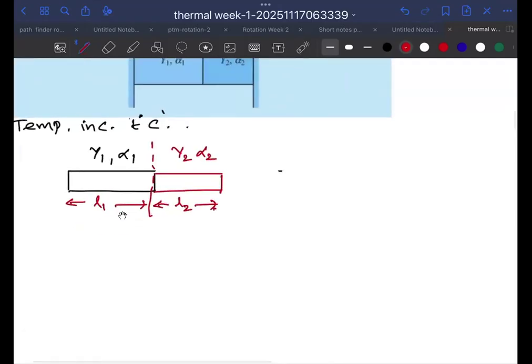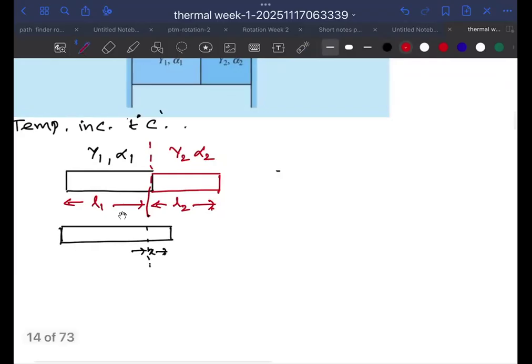In the process of heating, boys, this end can't move leftwards. This end can't move rightwards. The only possibility is the junction, the displacement of the junction. So I am assuming that the junction displaced, say by some amount x. That is the picture.